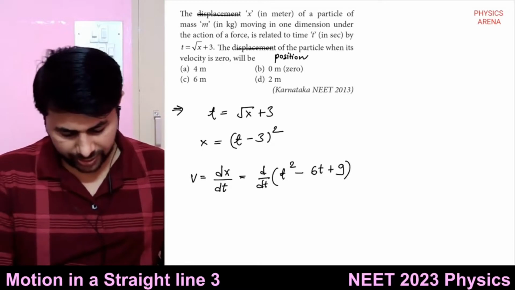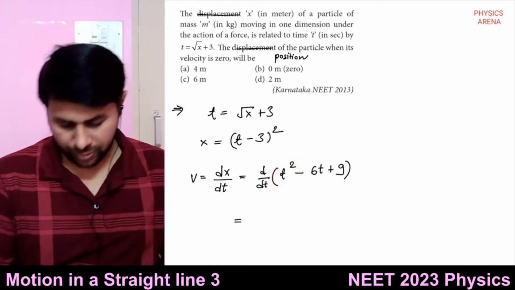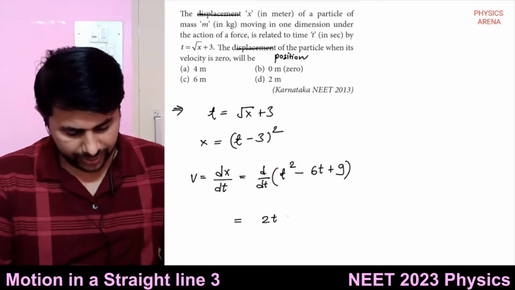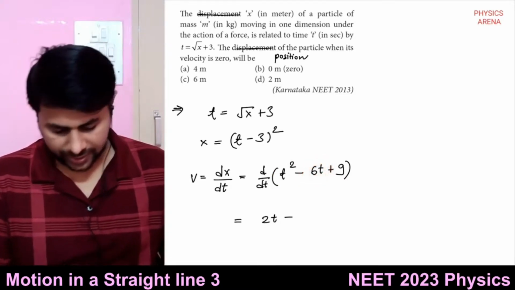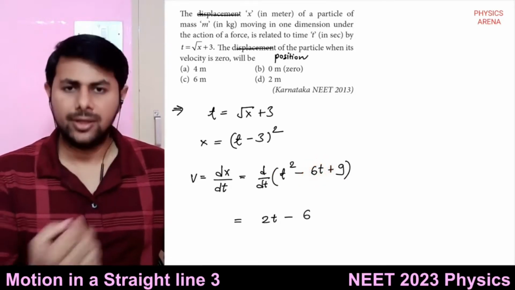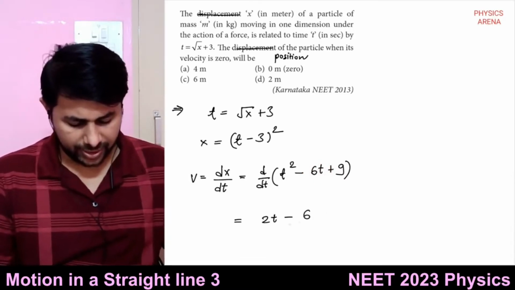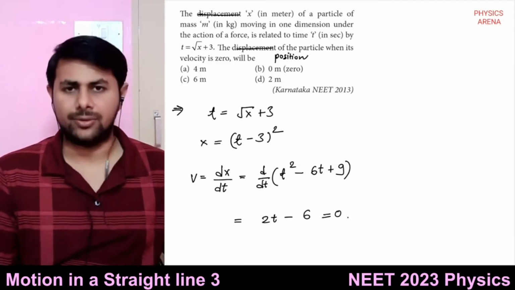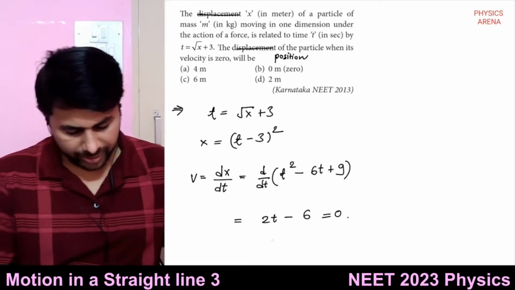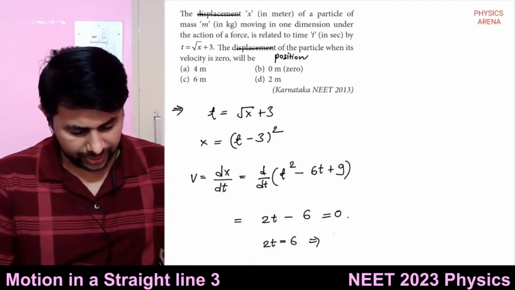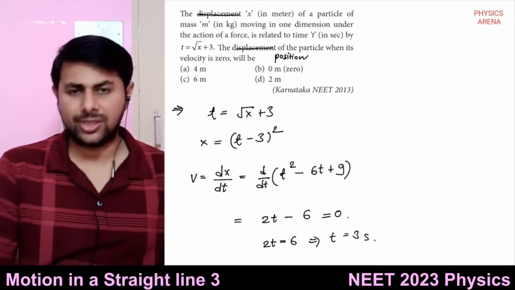So what is the derivative of this? It is equal to the derivative of t square with respect to t, which is 2t, minus 6, you have taken out, dt by dt is 1, so 2t minus 6, and it's given that at some time this is equal to 0. So 2t minus 6 is equal to 0, that means 2t is equal to 6 and t equals 3 seconds.